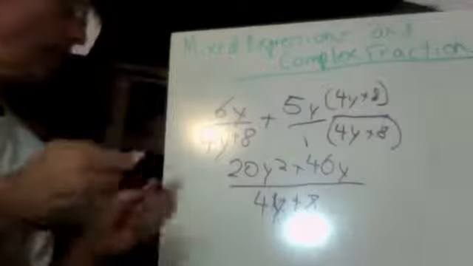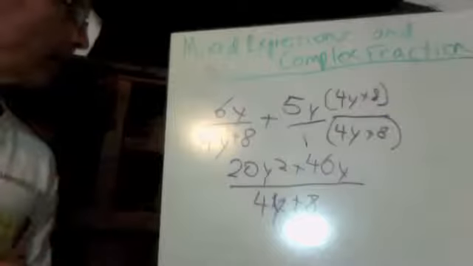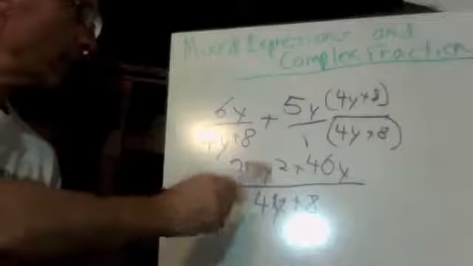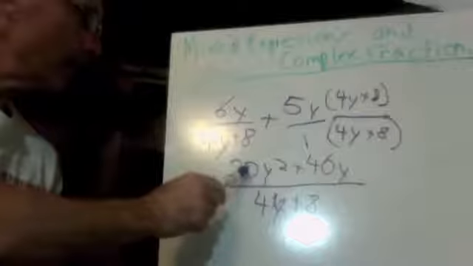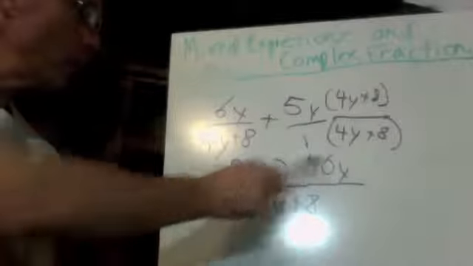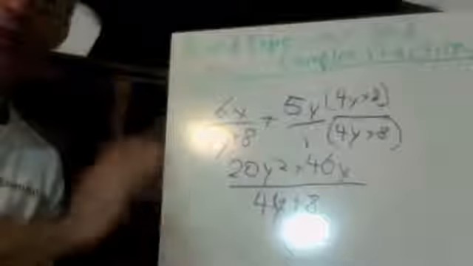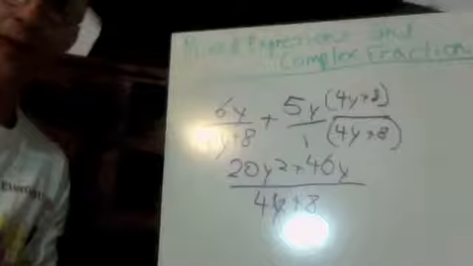Okay, do you see how that works? I'm looking to see if I can cancel anything. There's a common 2y in the top, but there's not a common 2y down here, so I can't cancel anything, so I'm basically done. Okay? All right.